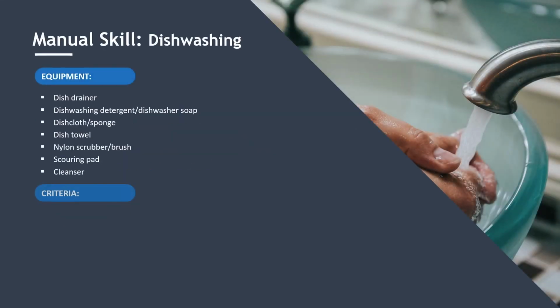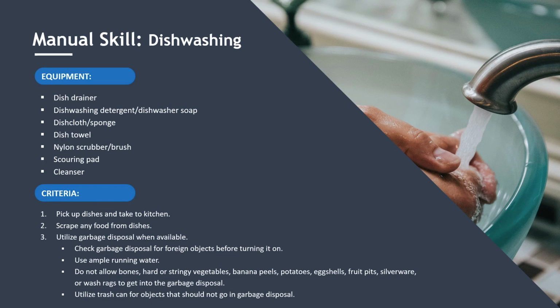Manual skill, dishwashing. Equipment: dish drainer, dishwashing detergent or soap, dishcloth, sponge, dish towel, nylon scrubber or brush, scouring pad, and cleanser. Criteria: pick up dishes and take to the kitchen. Scrape any food from the dishes.